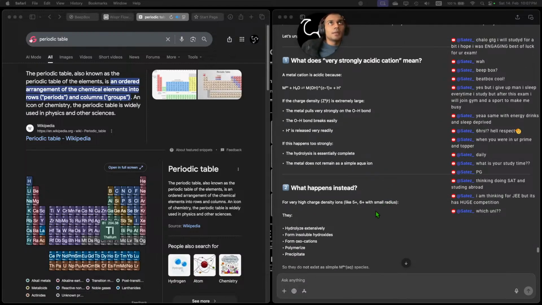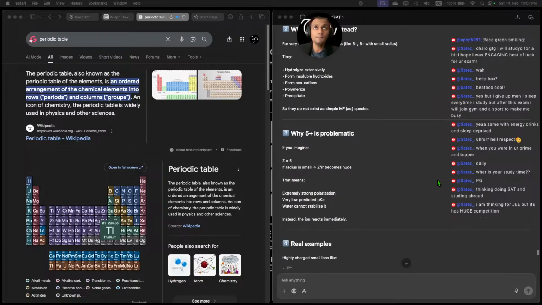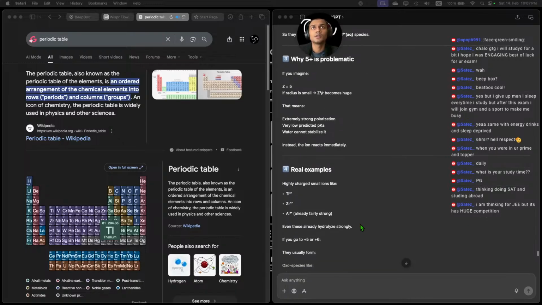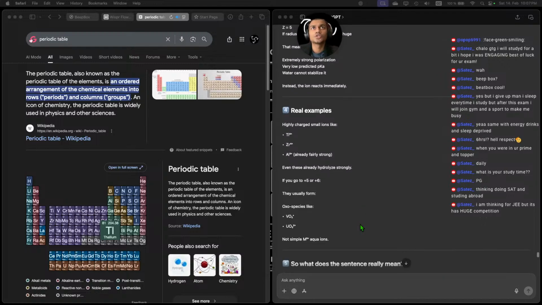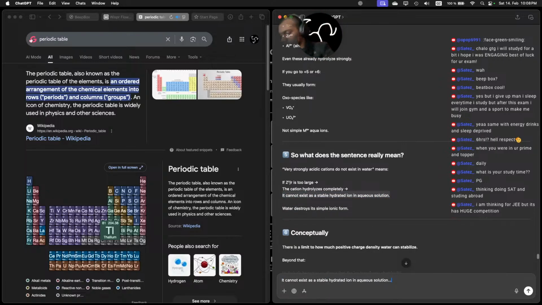So what they meant by very strong acidic cation does not exist in water is it does not exist as cationic form. It just forms some sort of complex hydrolyzed. Okay, Y plus 5 plus is problematic. Water cannot. Instead, the ion reacts immediately. Oxospecies. That's how they form oxospecies. What's the difference between stable hydrated?